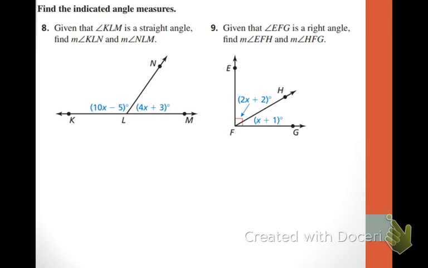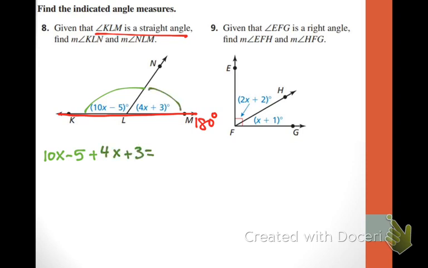The difference between this problem and that problem is that the first sentence says, given that KLM is a straight angle. So that'd be this angle right here. What do we know about straight angles? They're 180 degrees. So it didn't flat out say the outer angle is 180. You had to know the word. From here, we literally do the same thing. We're going to take our two inners, 10x minus 5, add it to the other one, which is 4x plus 3, and set it equal to our outer angle, 180.